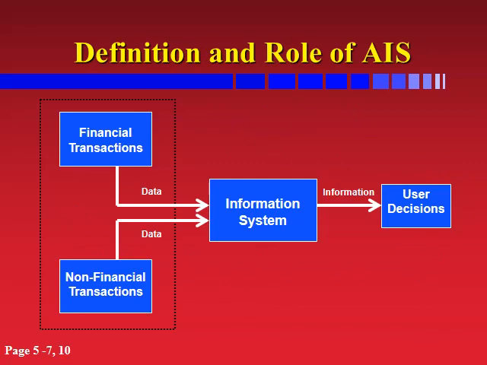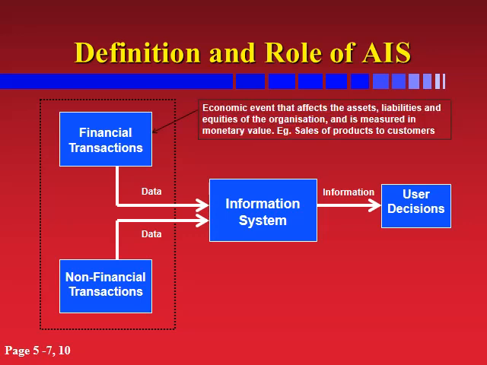The information system accepts inputs called data or transactions. Transactions fall into two classes: financial transactions and non-financial transactions. Now, a financial transaction is an economic event that affects the assets, liabilities, and equities of the organization, or what we know as the elements in the accounting equation.